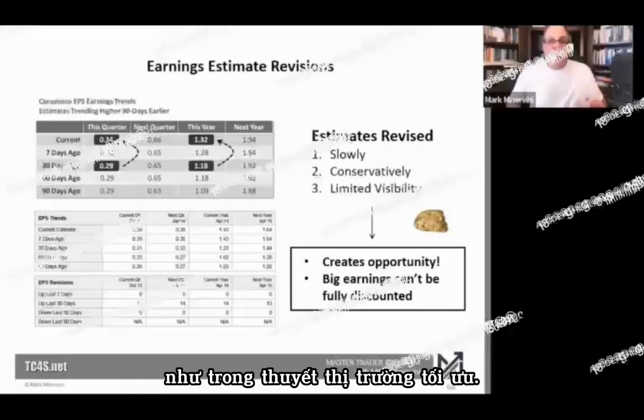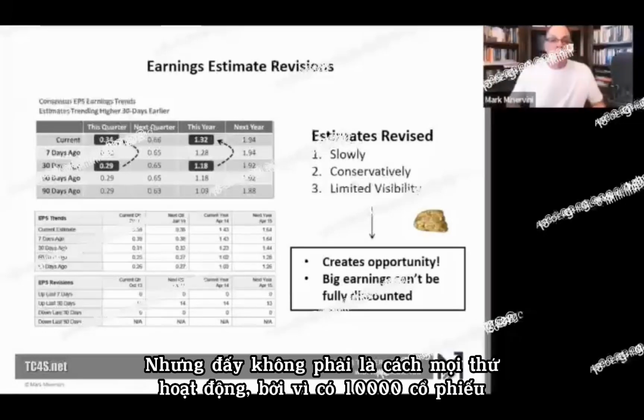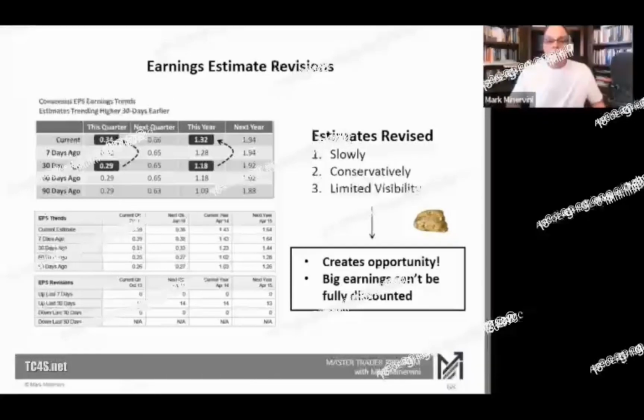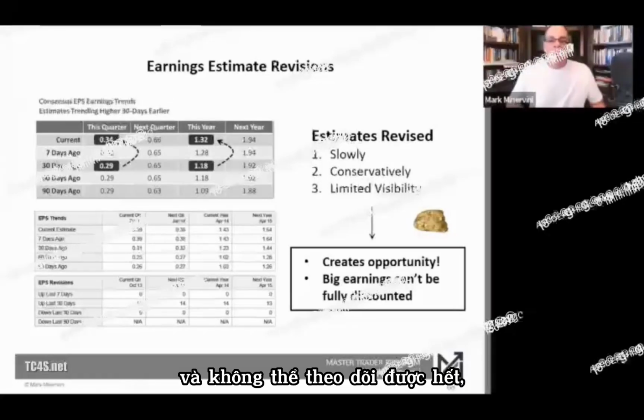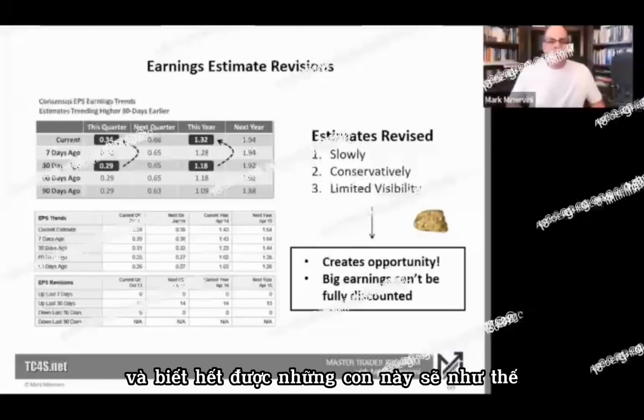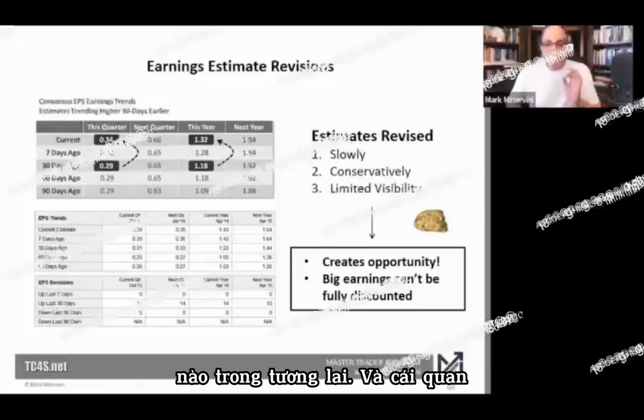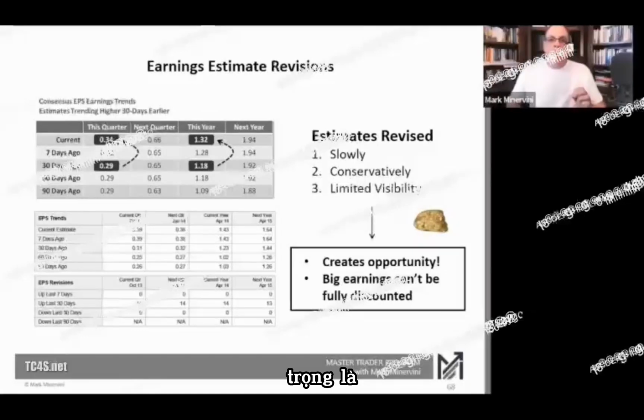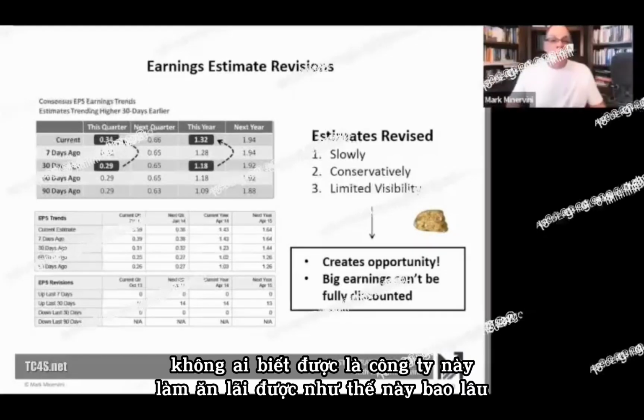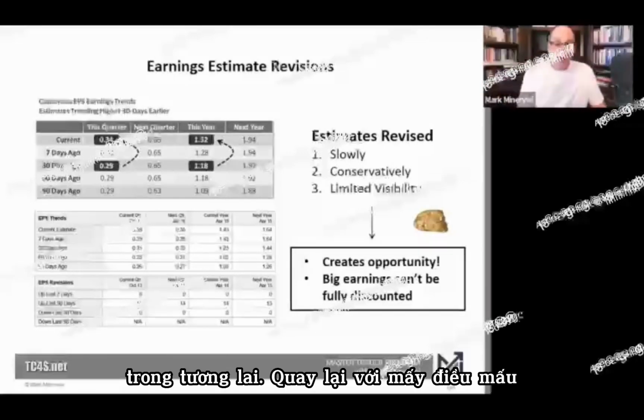And the efficient market hypothesis people would be correct. But that's not the way it works, because there's 10,000 names. They can't all be followed perfectly and know everything they have to know about the future. And the big thing here is the law of large numbers: no one can know that a company is going to produce those numbers for years to come, every quarter.